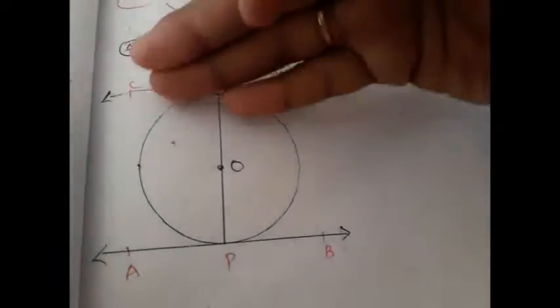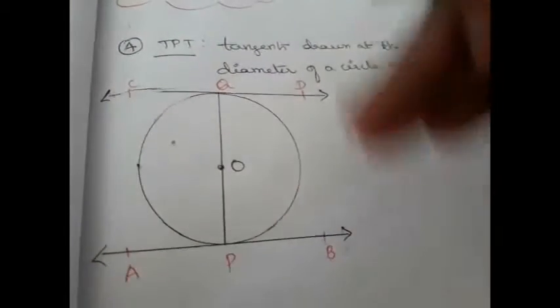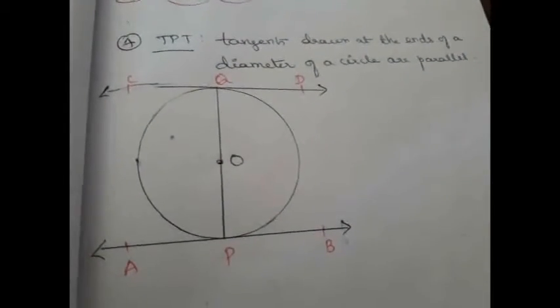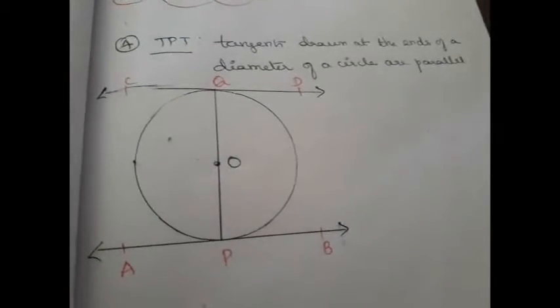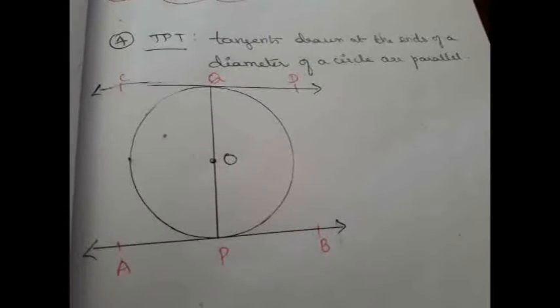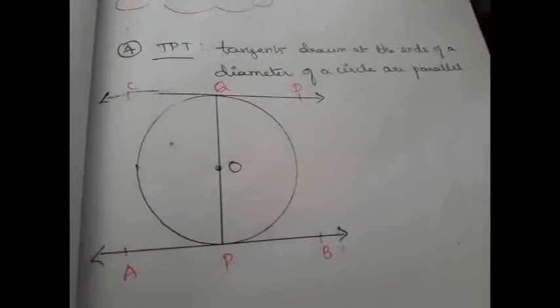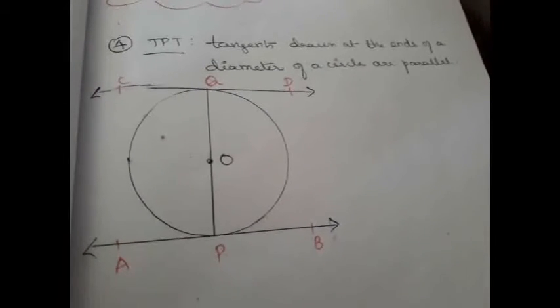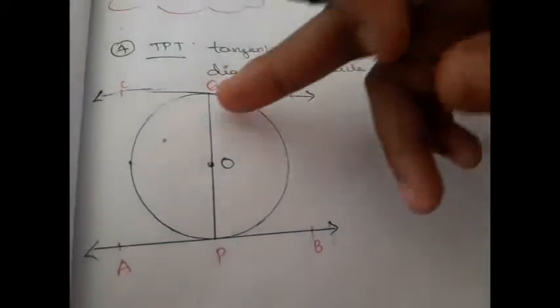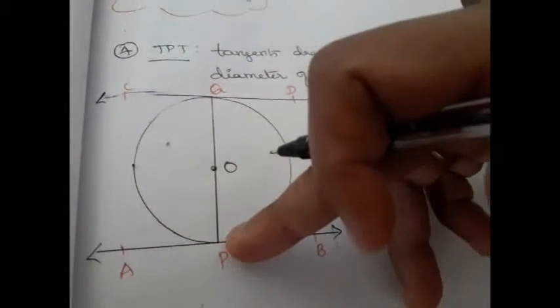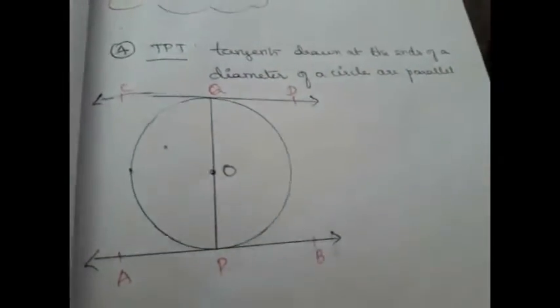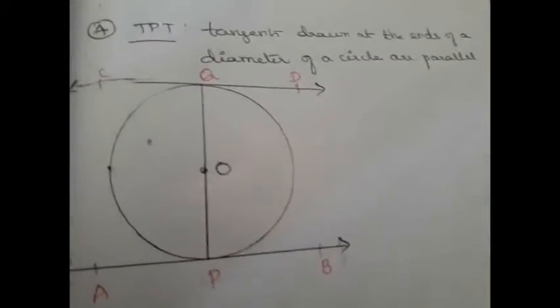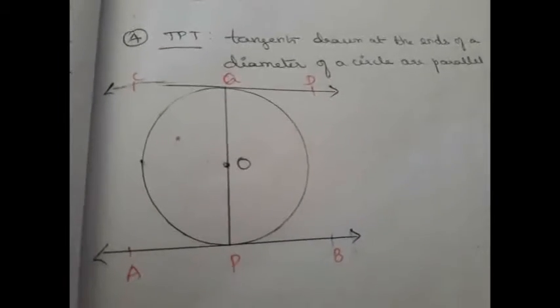That is the idea we are going to carry here. We need to prove CD is parallel to AB. So what are we going to prove? We are going to prove that alternate angles are equal, or corresponding angles are equal. We have to search for it, and then we will conclude that the two lines are parallel. Before getting into that, we know QP is the diameter. So what about OQ and OP? OQ and OP are the radii.